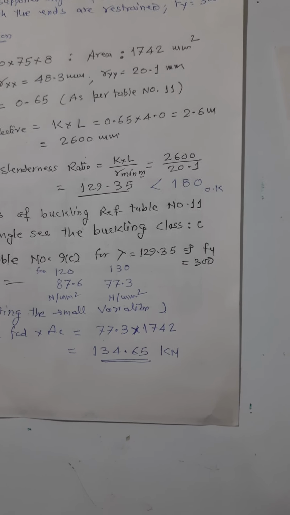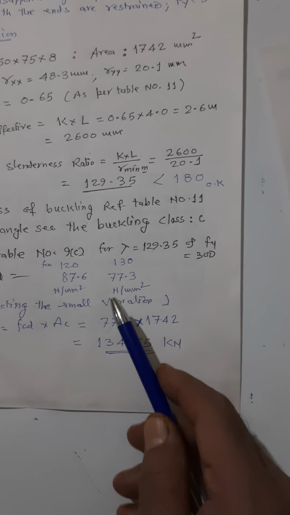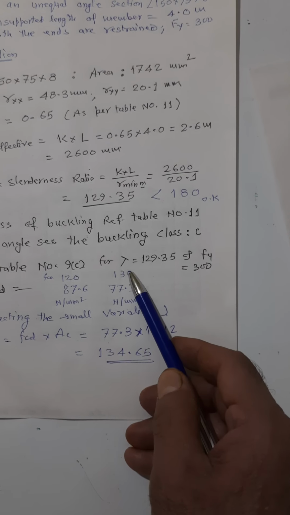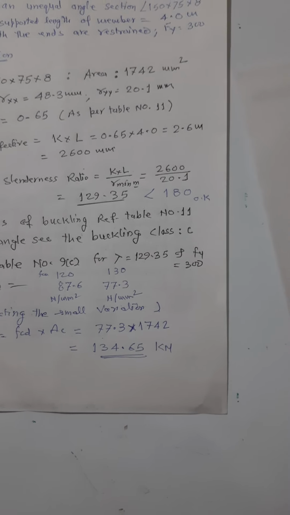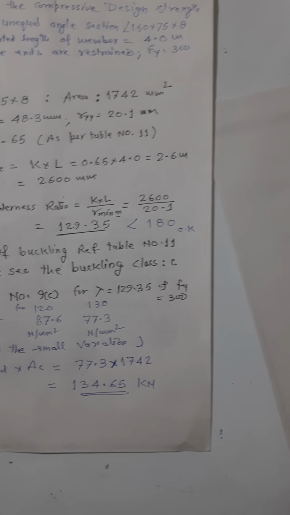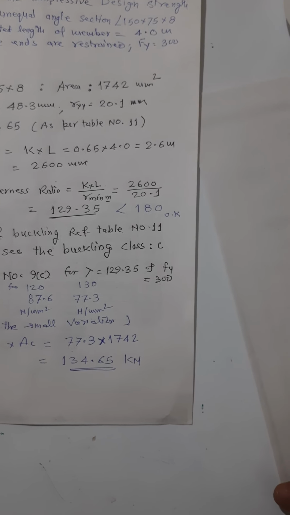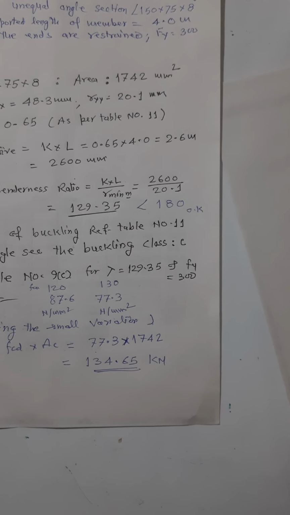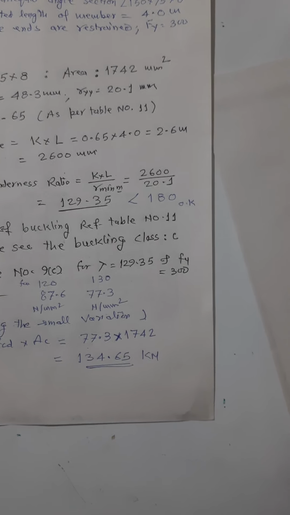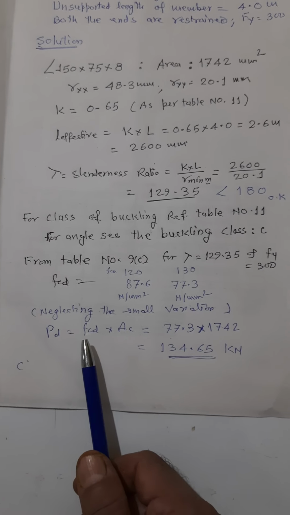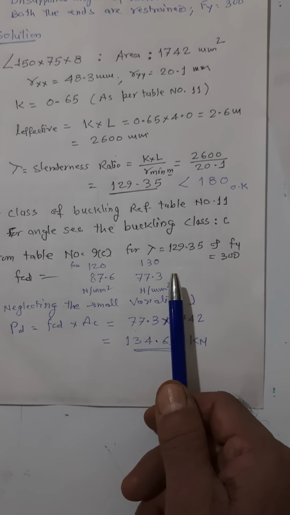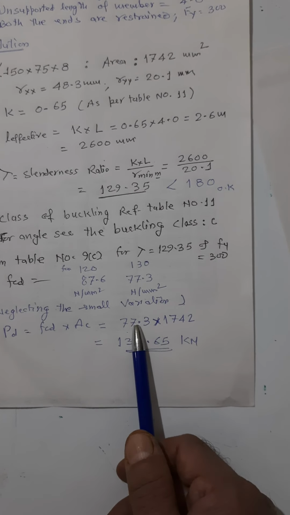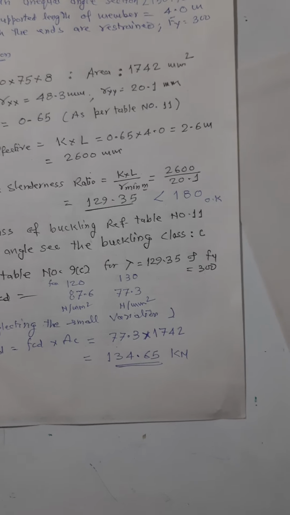134.65 kilonewton. Because the difference is very less, 0.65, you need not interpolate it. Straight we can pick up the value for 130. But if it would have been somewhere around 124 or 126, then you will have to make the interpolation and pick up the value in between 120 to 130, and substitute that value over here. Because this is already given in Newton per mm square, multiplied by the area will give the result in Newton, divided by 1000 will give in kilonewton.